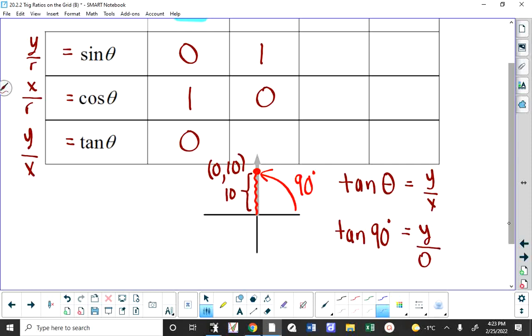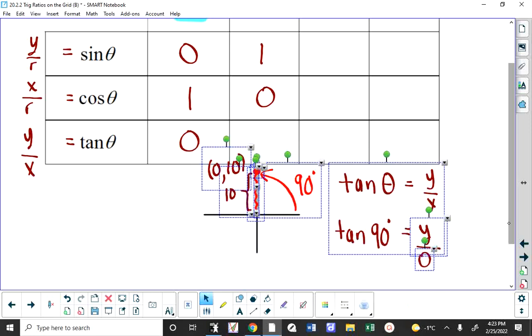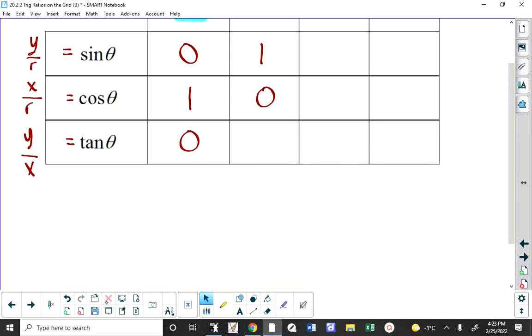And without going into a deep explanation, which I did in class, when you divide by 0, you get an undefined value. So y divided by 0 is not defined. We talked about in class the fact that you can view it as being infinity, but at this level what we want to say is simply it's undefined.